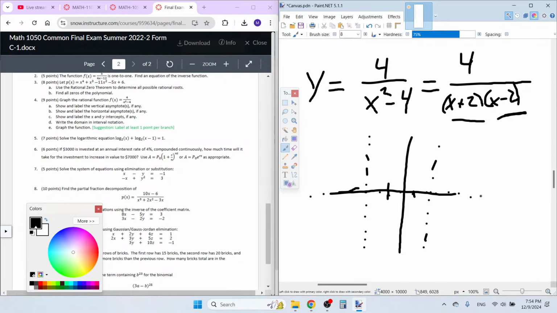And the last thing we're going to need is the y-intercept. So we plug in 0 for x to find that. When I plug in 0 for x, I get 4 over -4. So that's -1, so that's down here. And from that point, we will start graphing.